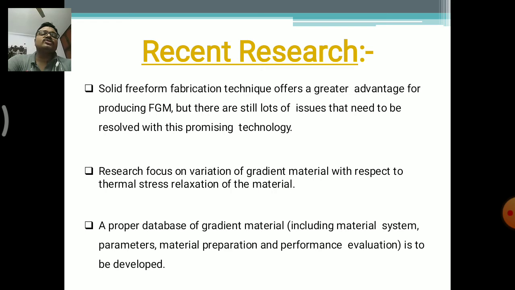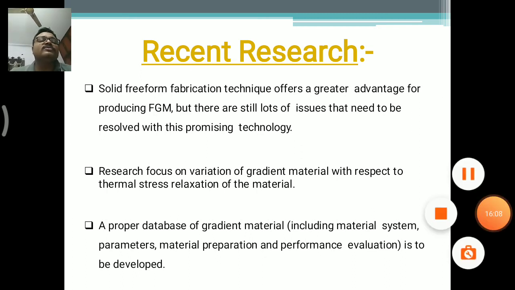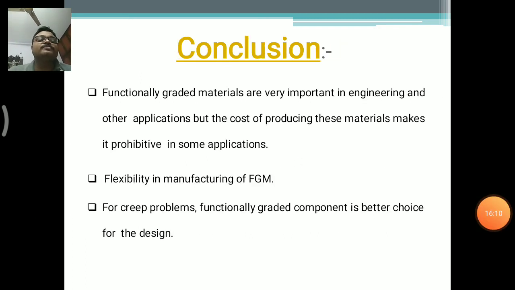This includes the material system and some parameters, that is geometry, material preparation and performance evaluation. For this material preparation some good techniques have to be used, and this is an expensive process. So that is the expensive process, though we have to do it in the database of gradient material. These all come under the performance evaluation only.